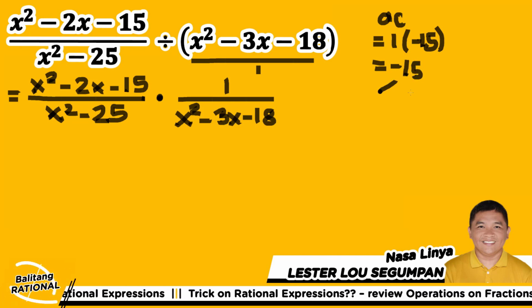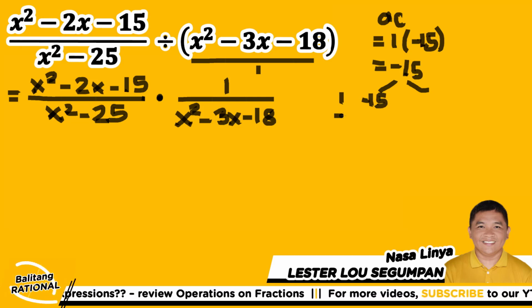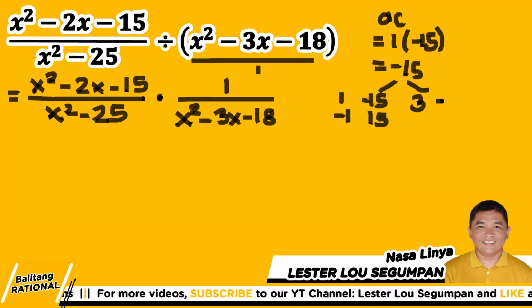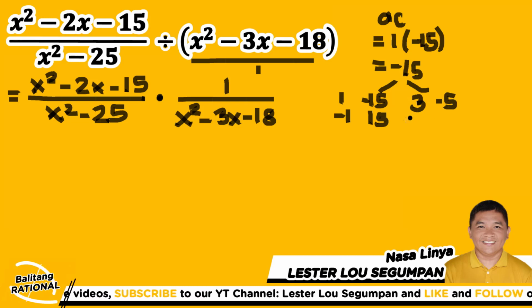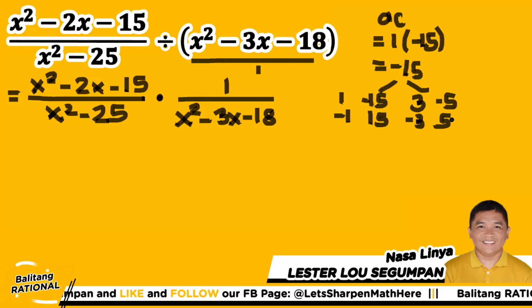Now let's look for the factors of negative 15. We already have 1 and negative 15. We can say 1 and 15 as well. We also have 3 and negative 5. We also have negative 3 and positive 5. These are the 4 factors na kung ating i-multiply sa kanilang corresponding partner will result to negative 15.